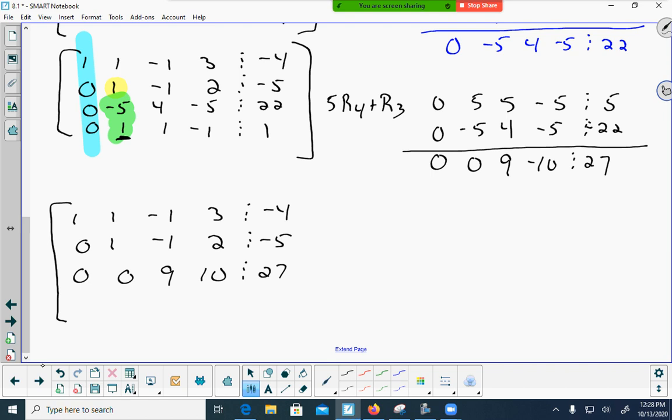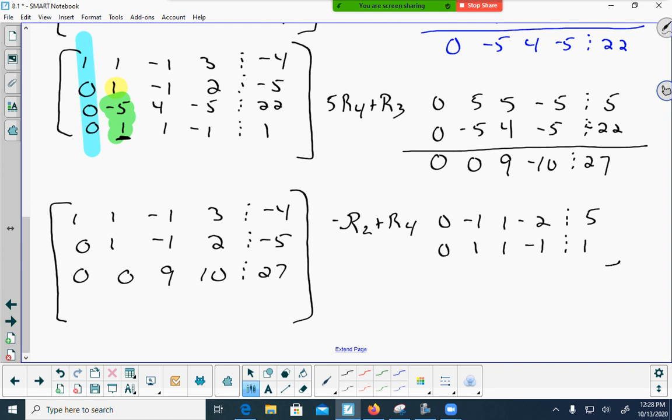Jasmine? Okay. So, cannot divide by anything, so I'm just going to copy it down.